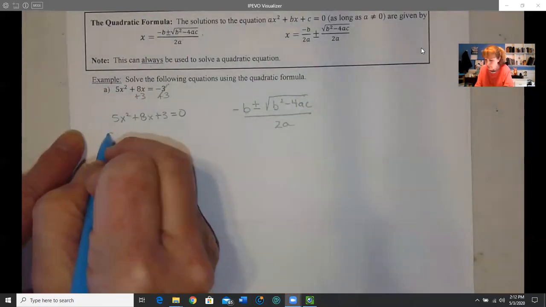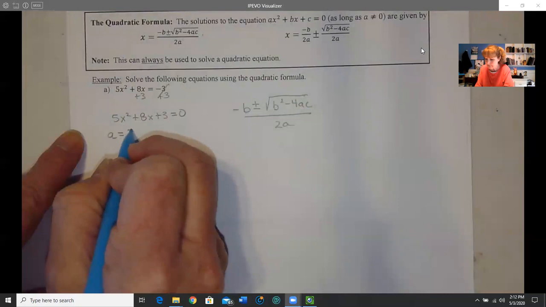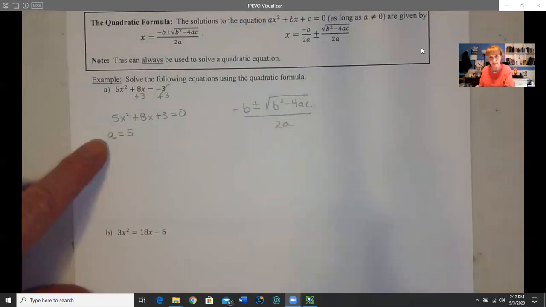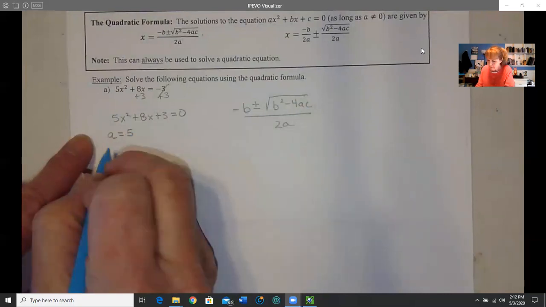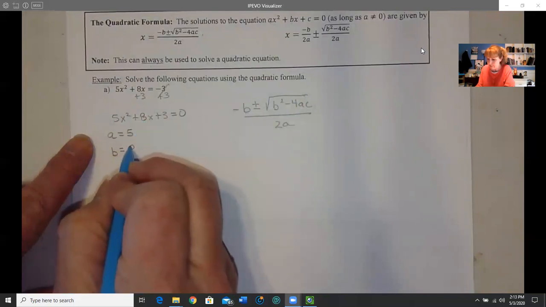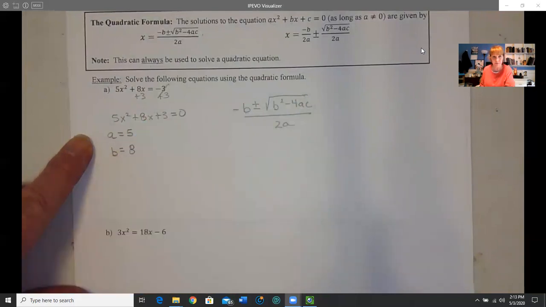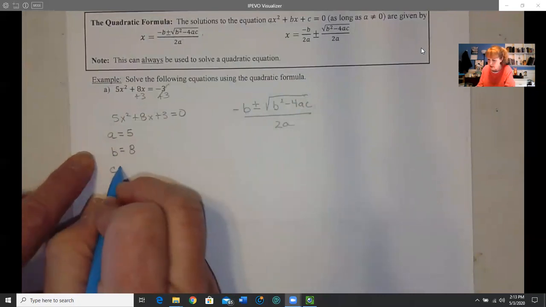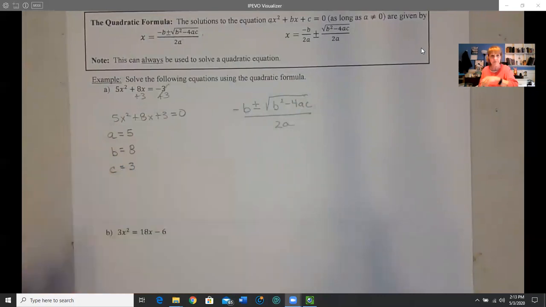Our a, I'm going to write the a in the formula, is 5. I'm going to write this on the side here. B in our formula is the 8. It's the number in front of the x term. Our c is our constant, 3. Alrighty. So now that we have our a, b, and c, we're going to go ahead and plug them into the formula and reduce the formula.